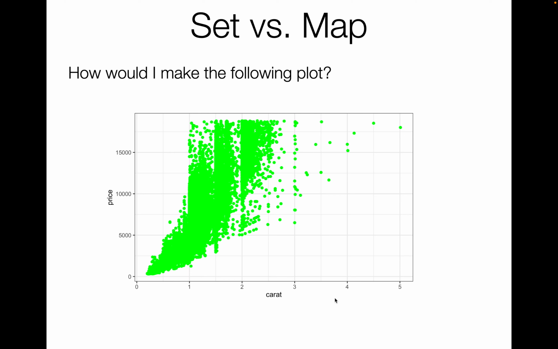function. So I want you to take some time if you're following along, which I hope you are. This is diamonds. This is the diamonds data set. Carats on the x-axis, price on the y. I want you to try to make this plot. Okay, so pause the video if you want. Take some time to do that now or later.